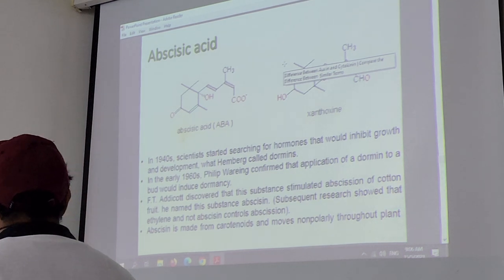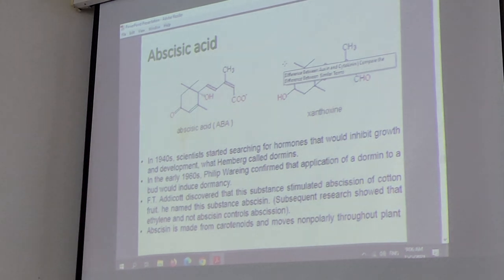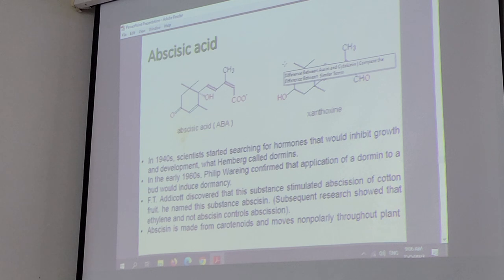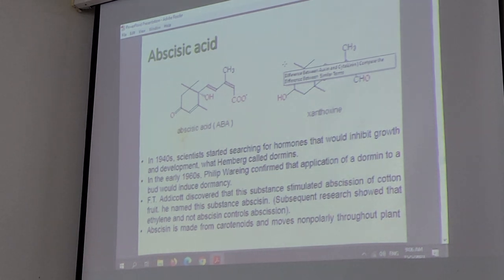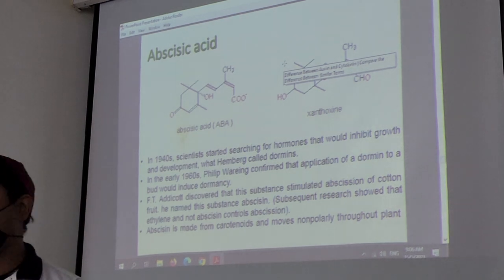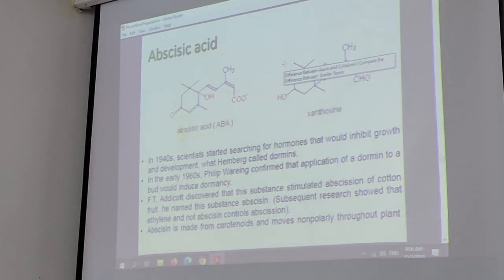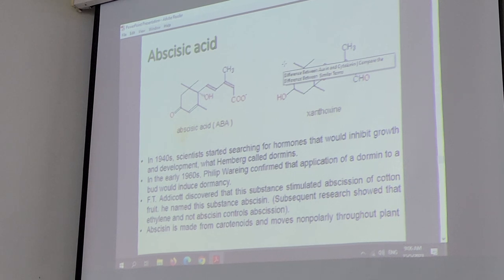So, ABA, abscisic acid. Remember last week when you learned about hormones, there are two functions of hormone. It can either stimulate to induce, or it can inhibit or repress, stop from happening. Now, we have entered the repression section of the phytohormones, to inhibit. Okay. There are many forms of abscisic acid as well, but usually we deal with ABA.